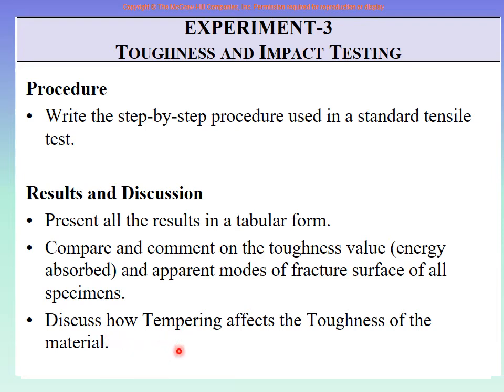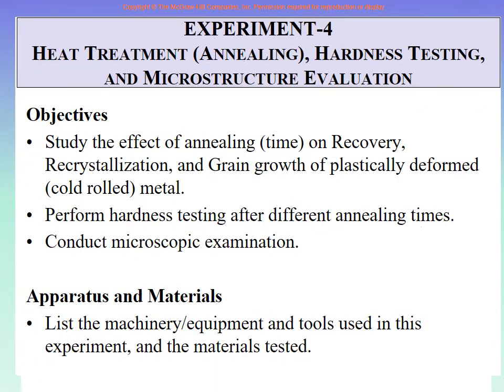Discuss how tempering affects toughness of the material, right? That you see, for this much tempering, this is the toughness, for this much tempering, this is the toughness. So if you increase the tempering temperature, does the toughness value increase or decrease? And if you make a small graph that this is the tempering temperature, this is the toughness value, or the other way around, then is it a linear graph? Is it varying linearly? It is varying non-linearly, and you comment on it.